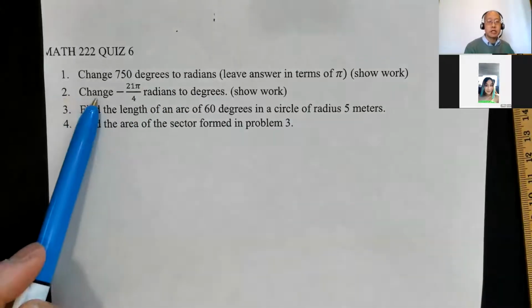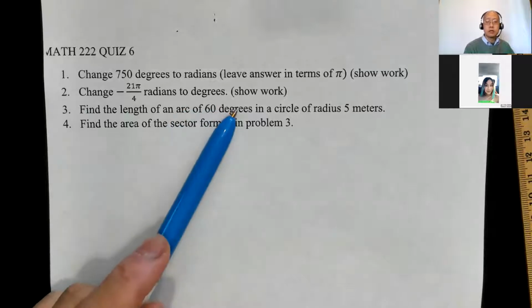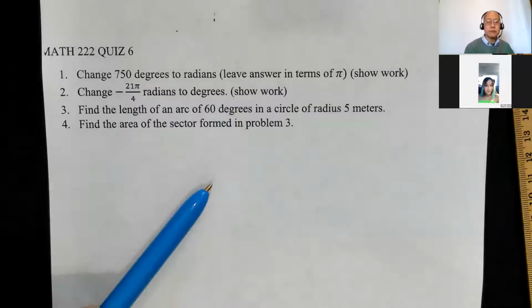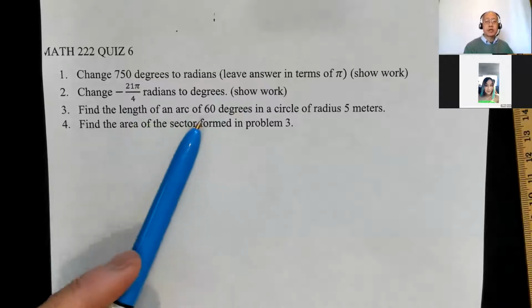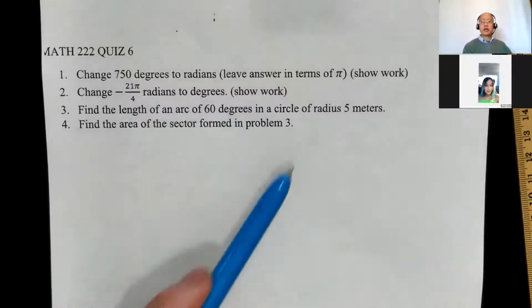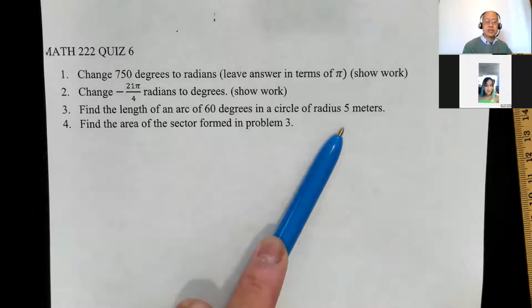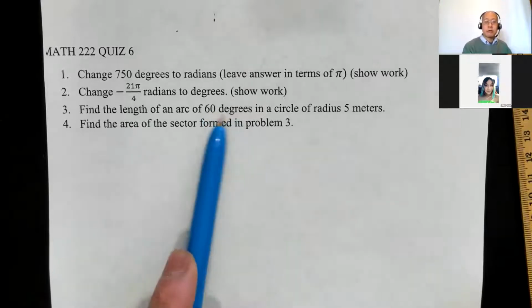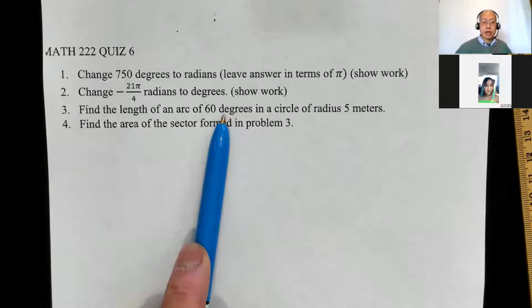Number 2 goes the other way. Change negative 21 pi over 4 radians to degrees. Show your work. Number 3, find the length of an arc of 60 degrees in a circle of radius 5 meters. That should be pretty straightforward. There's a formula for arc length. I can even say it, S equals R theta, but it's in your notes, hopefully. Remember, according to the formula, you have to have this in radians. So if you have it in degrees, change to radians.